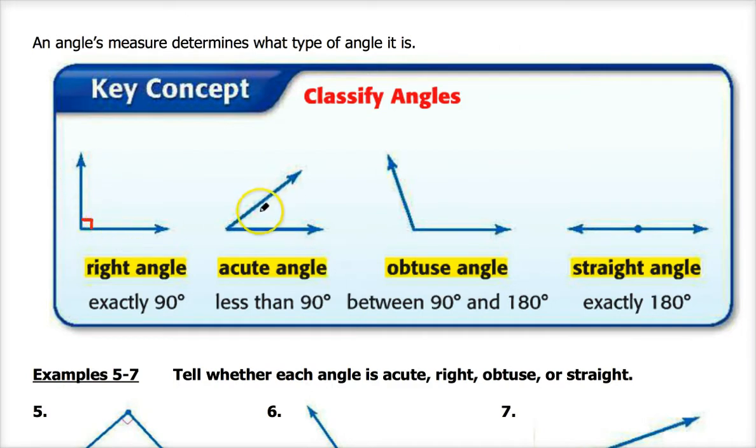An acute angle is an angle that measures less than 90 degrees. So anywhere from 0 to 89.99999 degrees would be considered acute. An obtuse angle is an angle between 90 and 180 degrees. So anything above 90 and less than 180 is obtuse. And then a straight angle is one that measures exactly 180 degrees, and it looks just like a straight line.